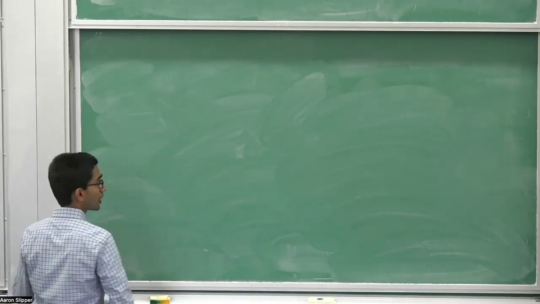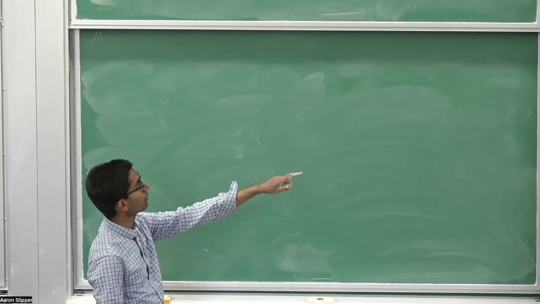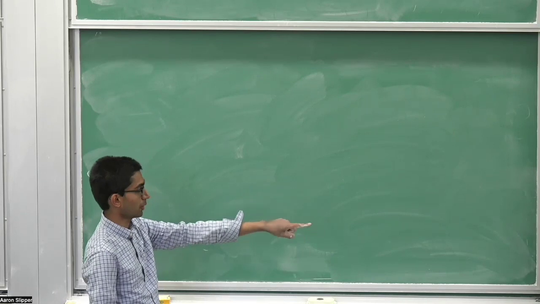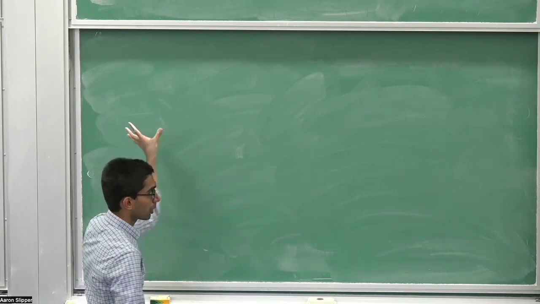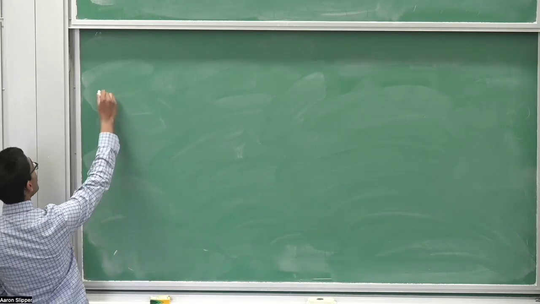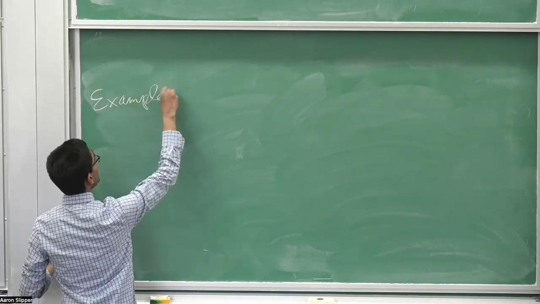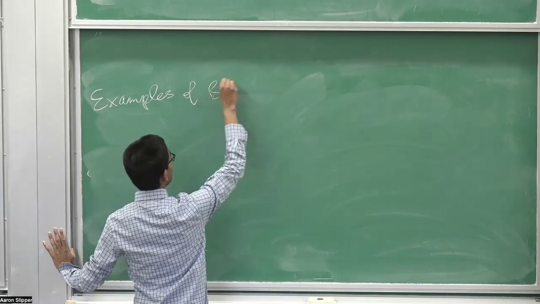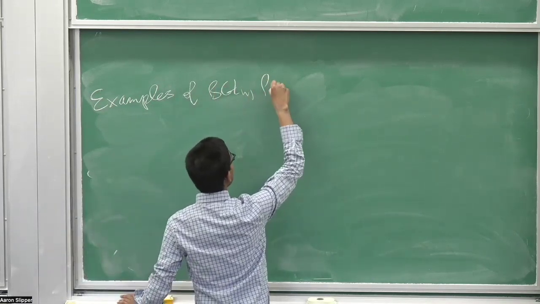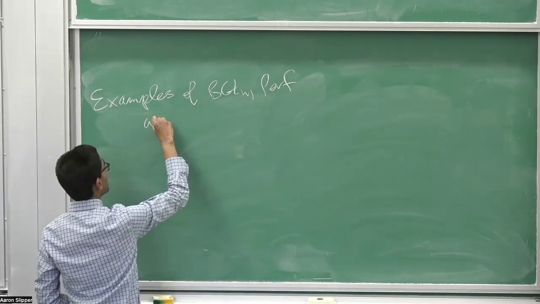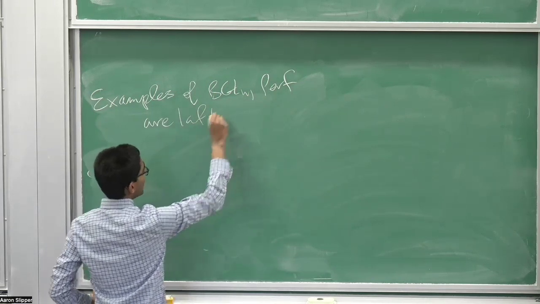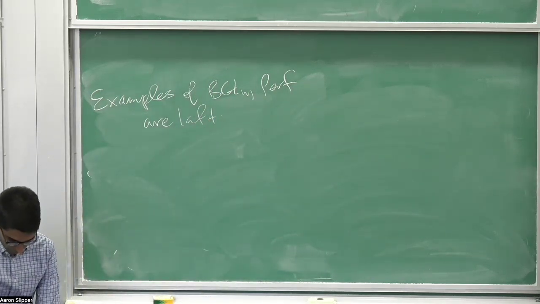I think all the examples written on the board, besides that last one of course, are going to be LAFT. The examples like PGL_n or Perf are LAFT. Okay.